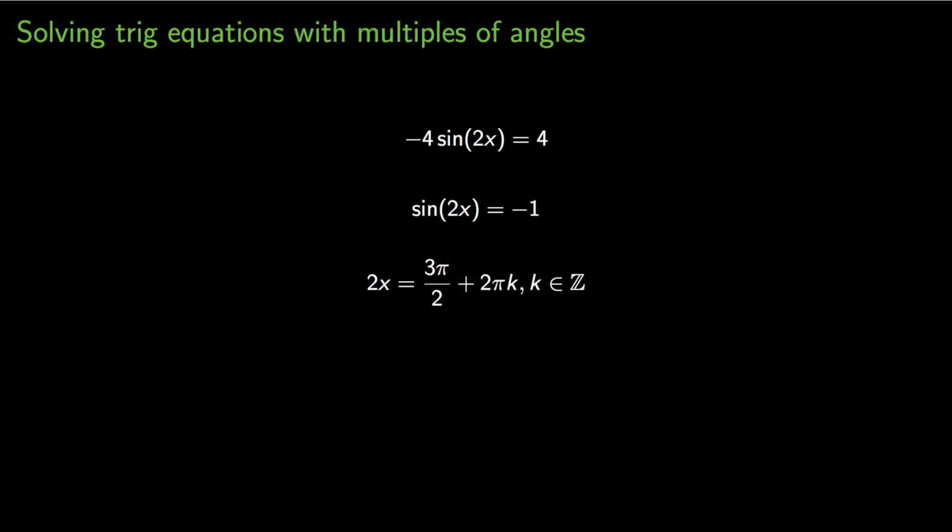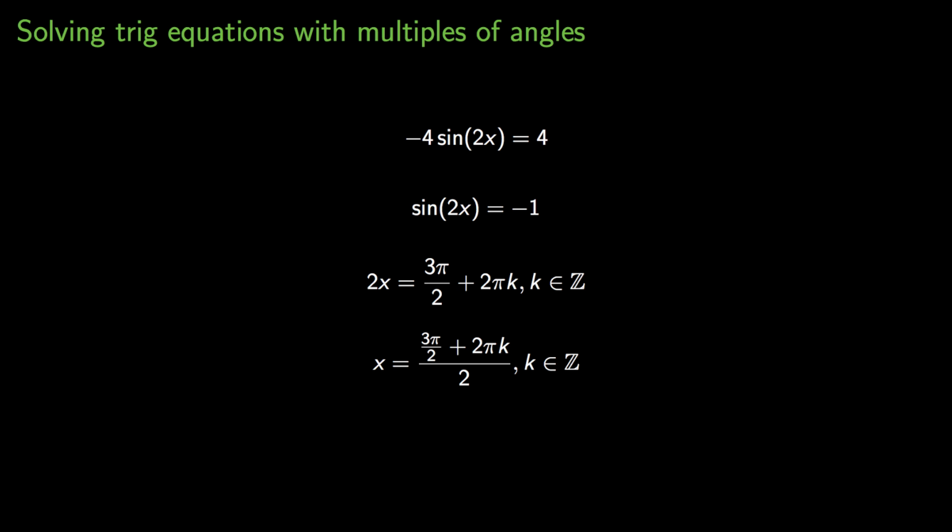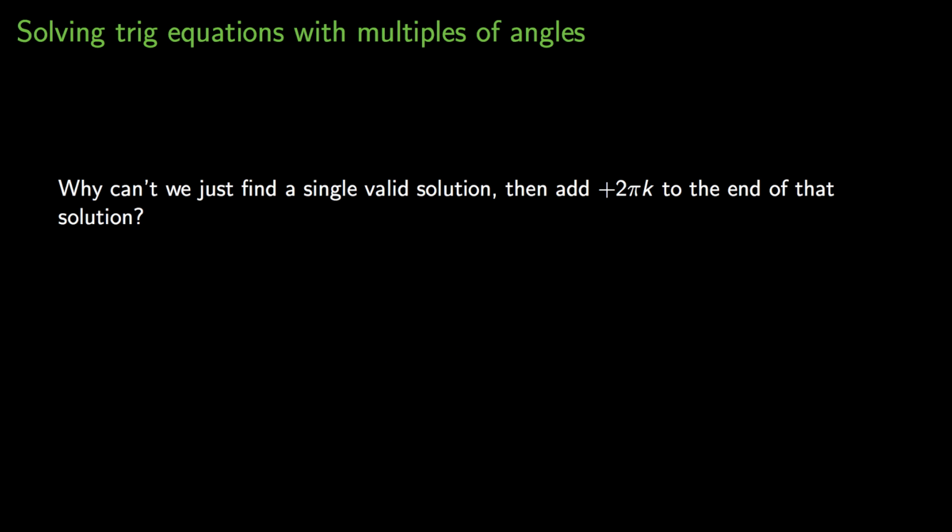Finally, I need to divide by 2 on both sides, and that means dividing the entire expression, 3 pi over 2 plus 2 pi k, dividing that by 2. We have to follow proper fraction math here. I can simplify this if I wish, because nobody really likes compound fractions, and so this turns into 3 pi over 4 plus pi k, where k is any integer.